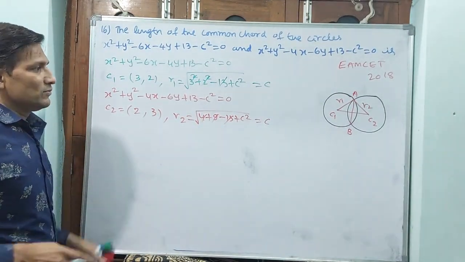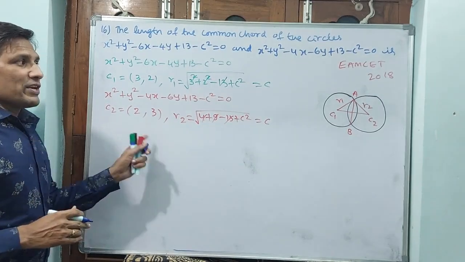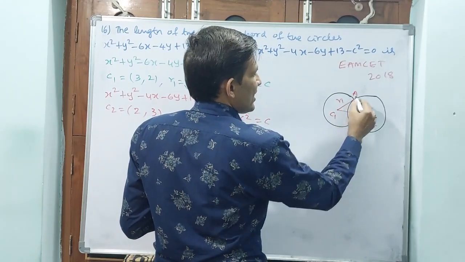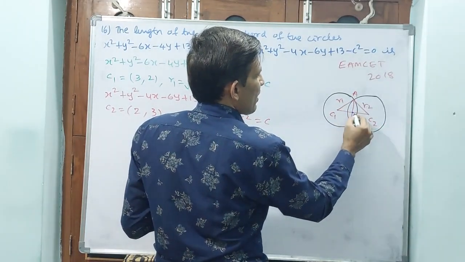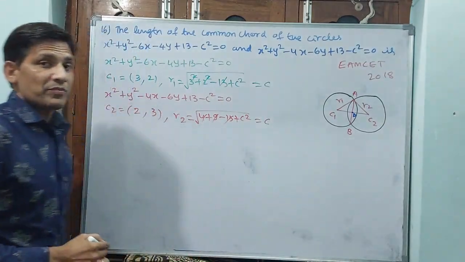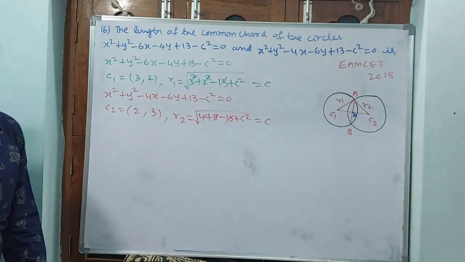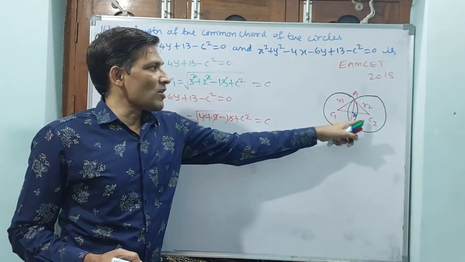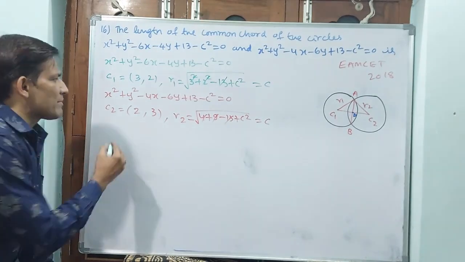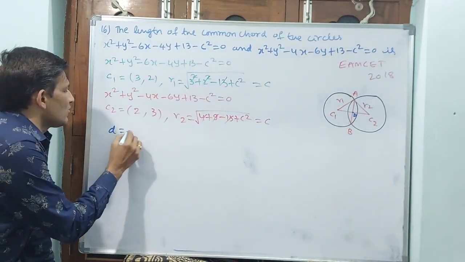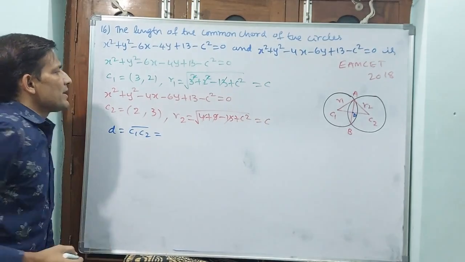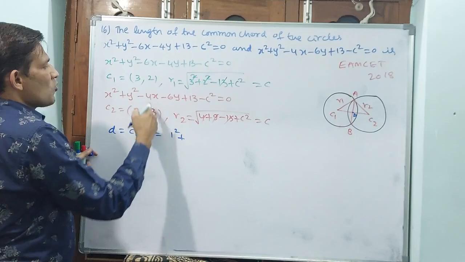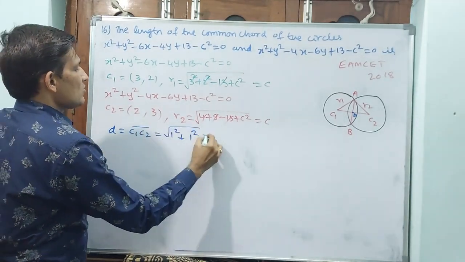When the radii are the same, you see the logic. Take this point as A, B, C1, C2, and this point I am taking as D. If both circles have the same radius, then the midpoint of the segment C1C2 will be the center of the common chord. C1C2, D is equal to the line segment C1C2. That is the square root of (3 minus 2) square, 1 square, plus (2 minus 3) square, minus 1 square. That is equal to root 2.